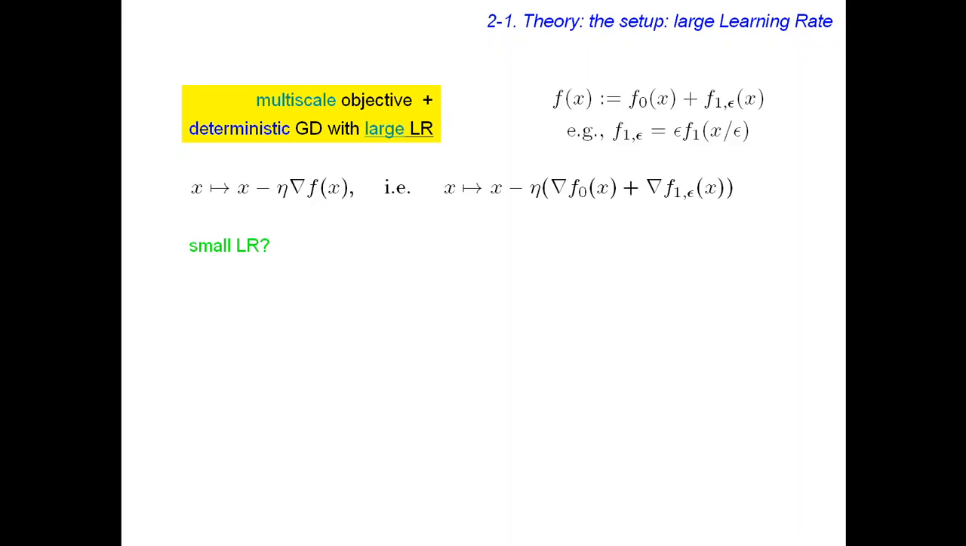And now let me clarify also what I mean by large learning rate. So first of all, what is going to be called a small learning rate? Well, let's remind ourselves that we are studying gradient descent, which is a discretization of the gradient flow.